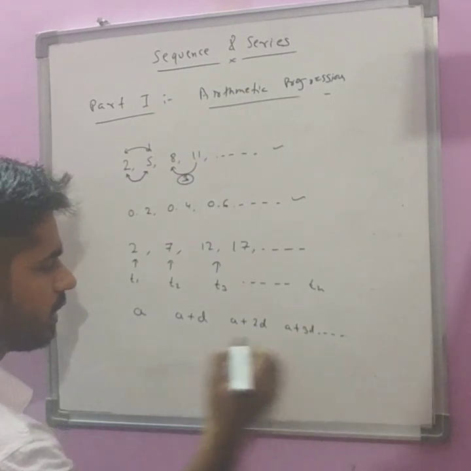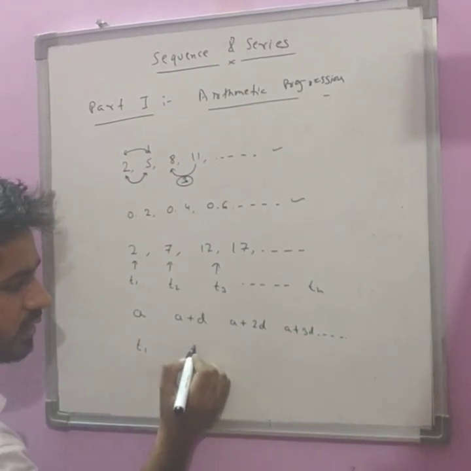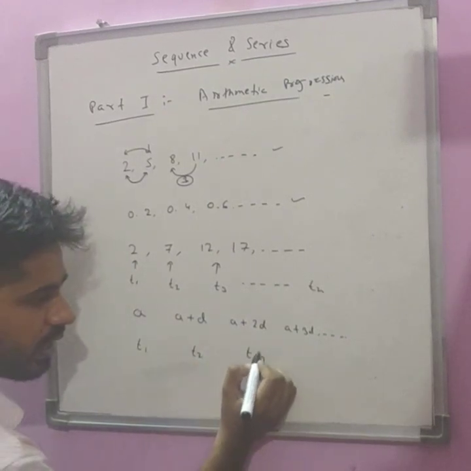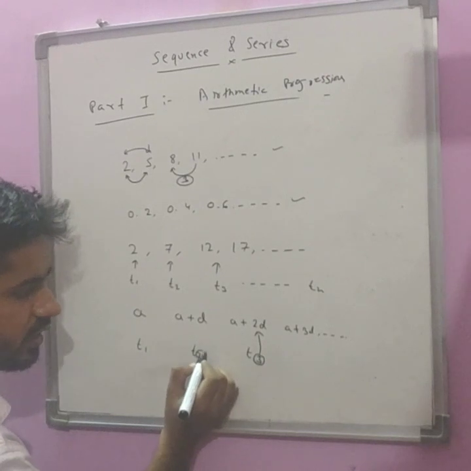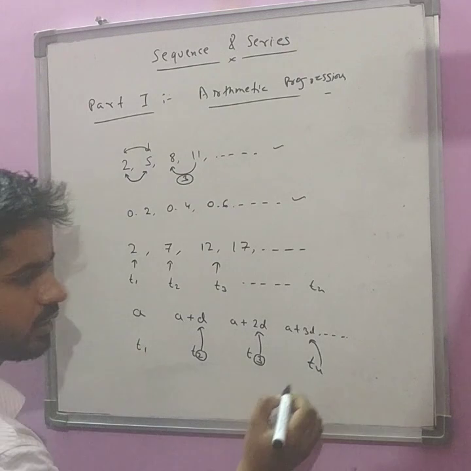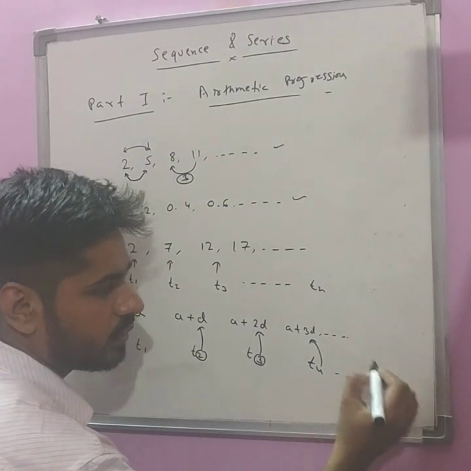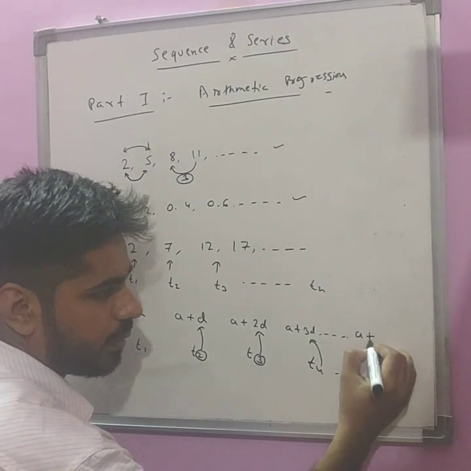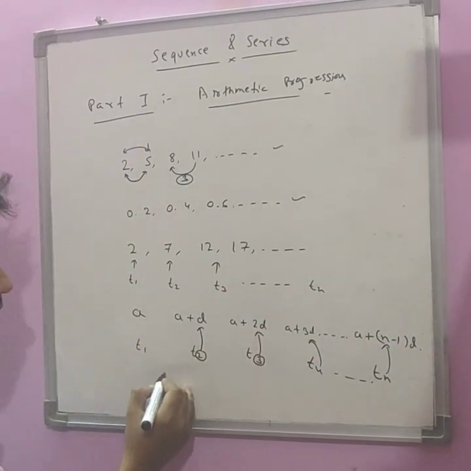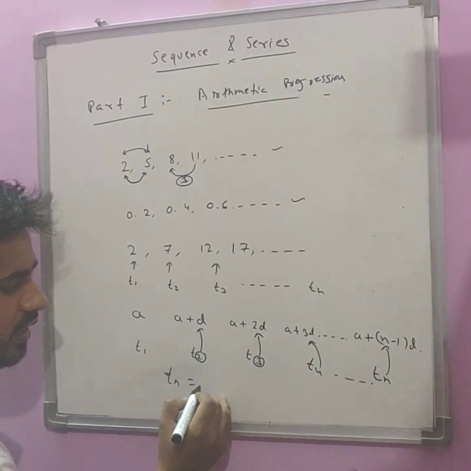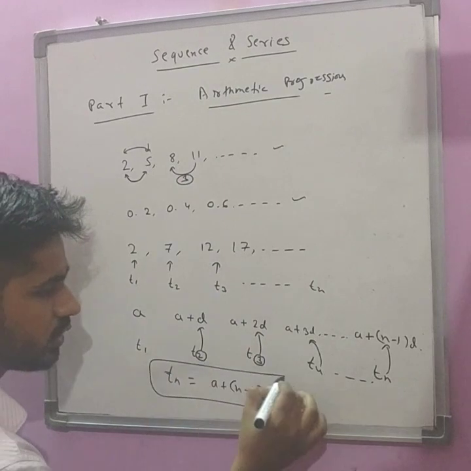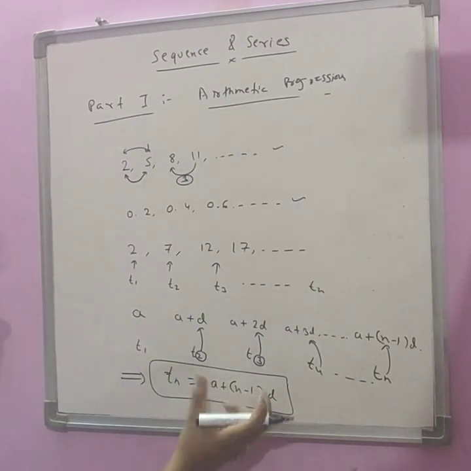So for my last term, this is the first term, this is the second term and here it is 1D, this is the third term and here it is 2D, this is the fourth term and here it is 3D. So for the nth term, what can I write? A plus n minus 1 into D, right? So what is the nth term? The nth term is defined as A plus n minus 1 into D. So this is the formula for the nth term of an AP series, right?